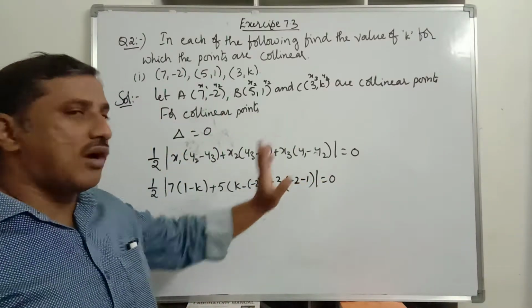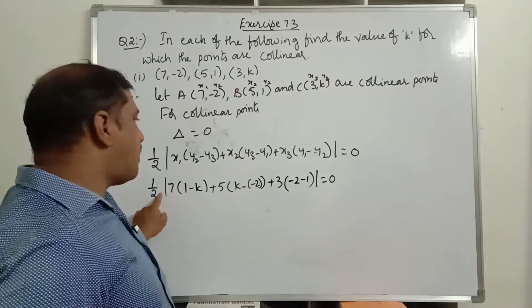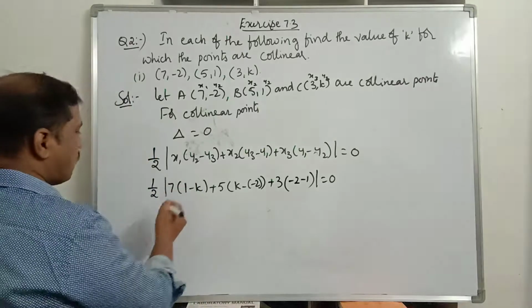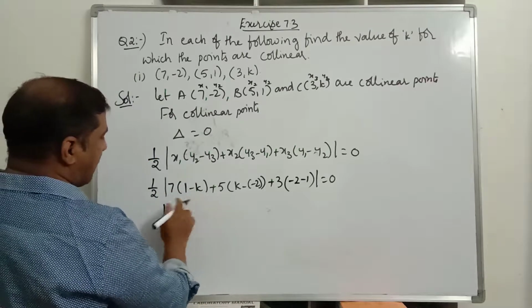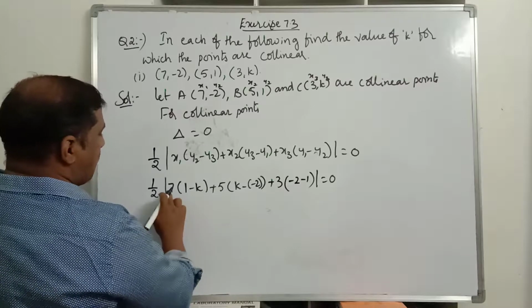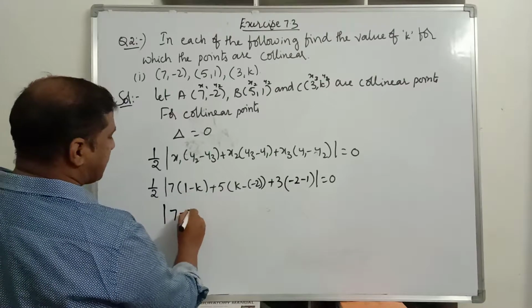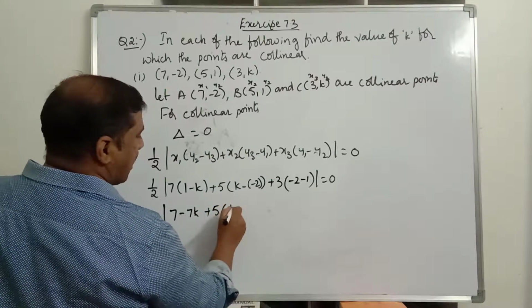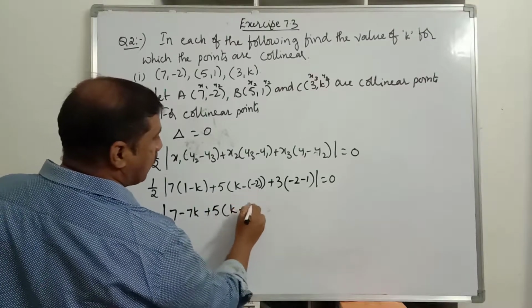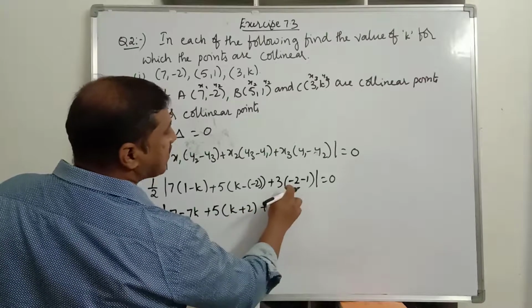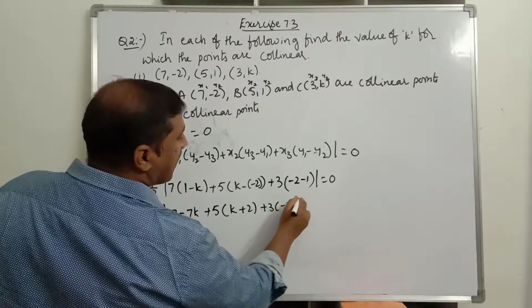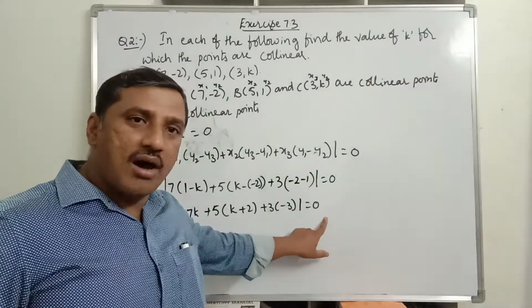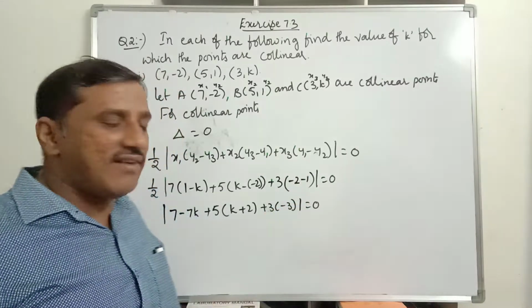Now transpose half to the RHS. As it is multiplying, therefore it divides. 0 divided by anything other than 0 is 0. Therefore we get, on simplifying, 7 into 1 is 7, plus 7 into minus k is minus 7k, plus 5 into k, minus into minus is plus, 2, plus 3 into minus 2 minus 1, which is minus 3, that is equal to 0. What happened to this half? It is transposed to the RHS, it will divide, therefore its value is 0.